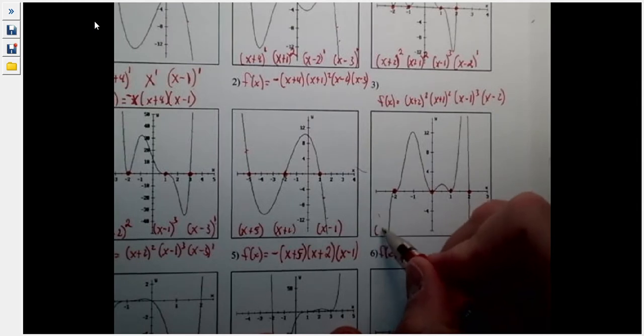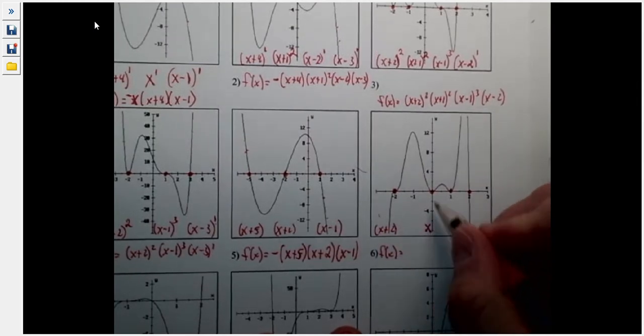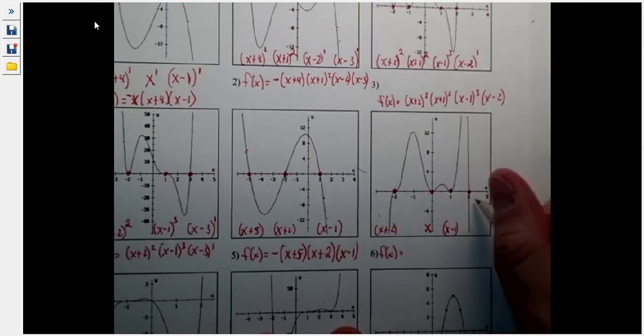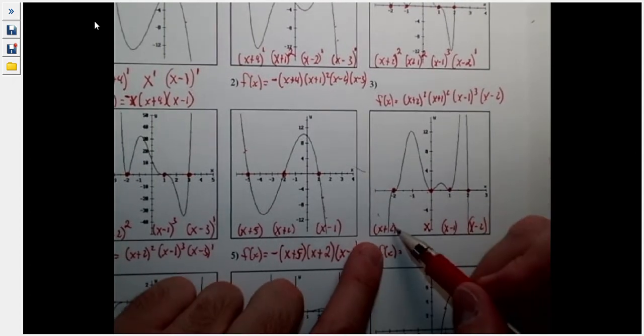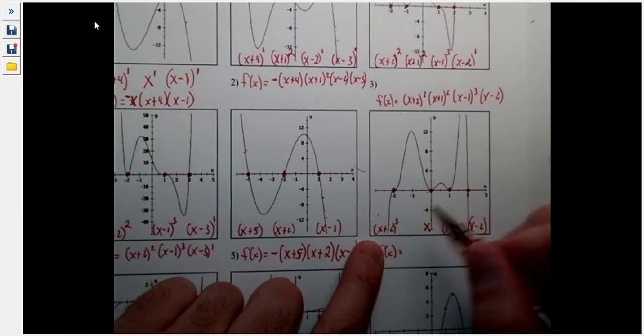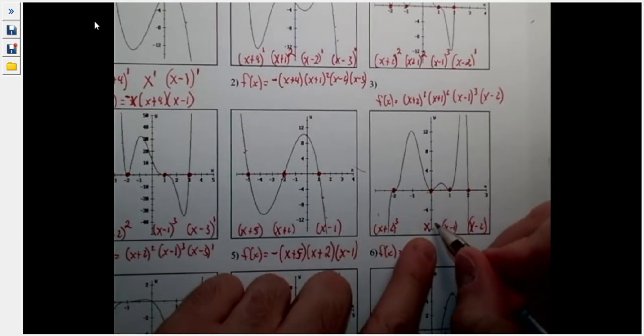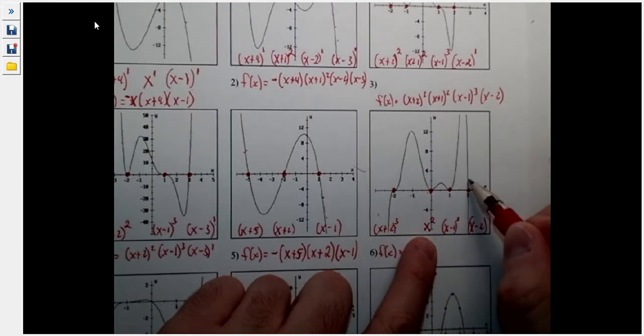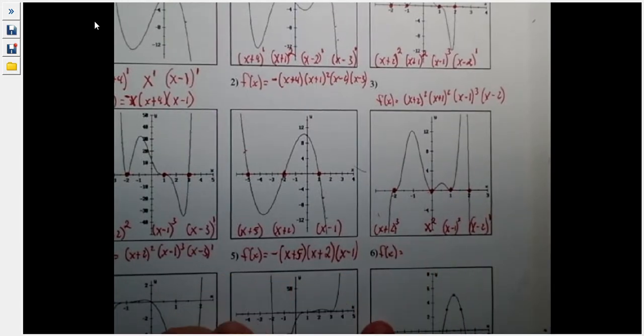So this one is x plus 2. So this root comes from x plus 2. This one is just x. This one is x minus 1, and this one is x minus 2. Again, this root crosses, but you can see it crosses cubically, so that's third power. This one bounces, so squared. This one bounces, so squared. This one crosses like a line, first power.